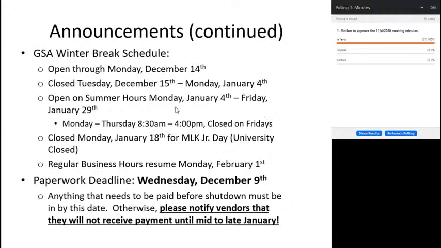Open on summer hours, Monday, January 4th through Friday, January 29th. Monday to Thursday, 8:30 a.m. to 4 p.m. Closed on Fridays. We will be closed Monday, January 18th for Martin Luther King Jr. Day, which is a day that the whole university is closed. Then our regular business hours resume Monday, February 1st.